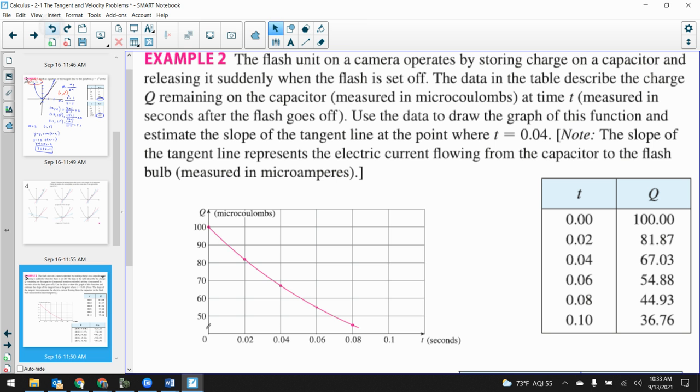Whoa, I need a pen. The slope of the tangent line at that moment. Okay? When those 2 points meet there, and I tried to draw it a little bit further away because the line is kind of a shallow curve. Okay? Use the data to draw the graph. Done. Drew it. There we go. And estimate the slope of the tangent line where t is equal to 0.04.